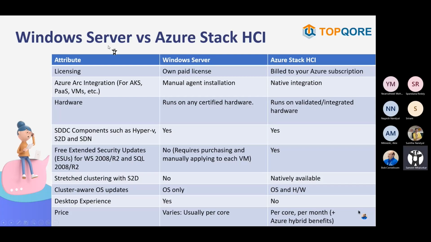Right. So again, we've said that Windows Server is very similar to Azure Stack HCI, but there are also some subtle differences. This is just a brief list of some of the major ones. The list is comprehensive, but let's just go through some of the major ones here. Let's start with licensing. Windows Server has its own paid license. You've got Datacenter Edition, Standard Edition, and then you license your Windows Server per, is it physical core or virtual core? Yes, for the physical cores.